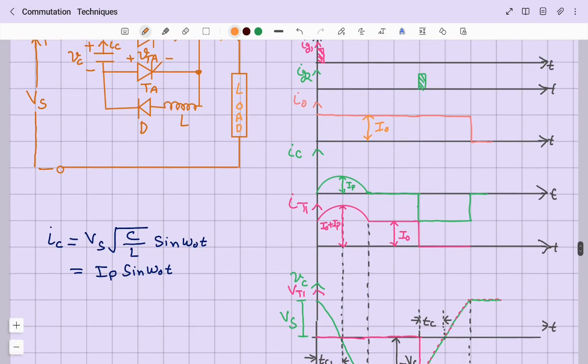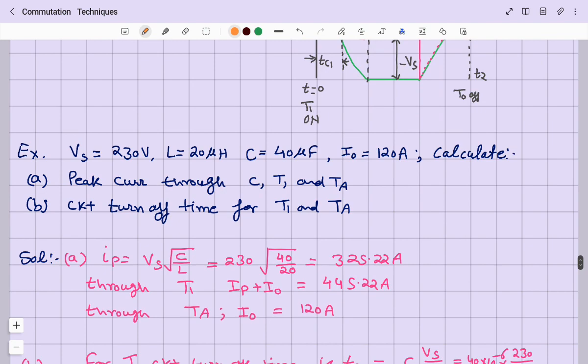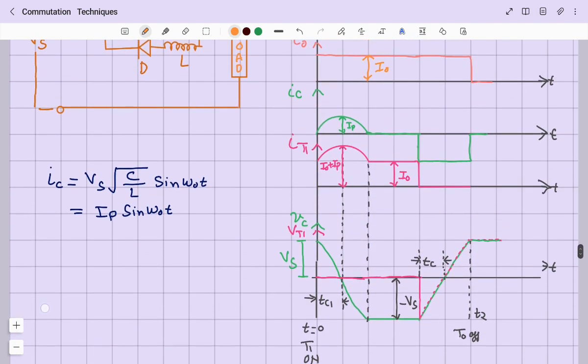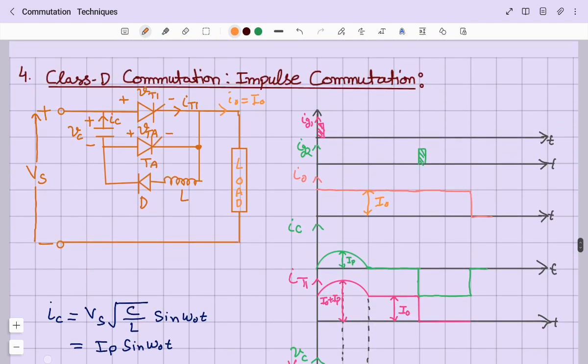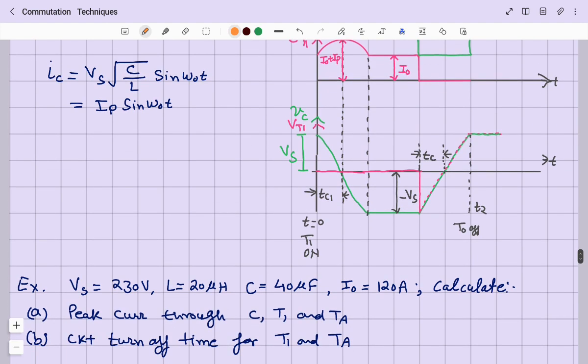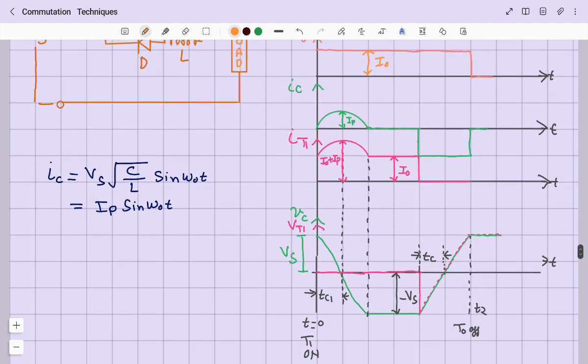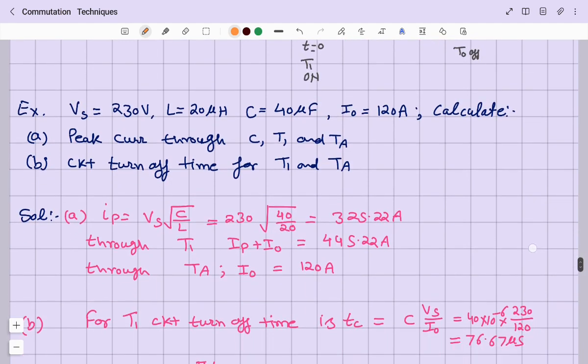The capacitor current is given by Vs times root of C by L times sin omega 0 t. Now based on this, we can also calculate the values of Tc1 and Tc2. It is very simple. Tc1 is pi by 2 times root LC, as you can also see from the figure itself.